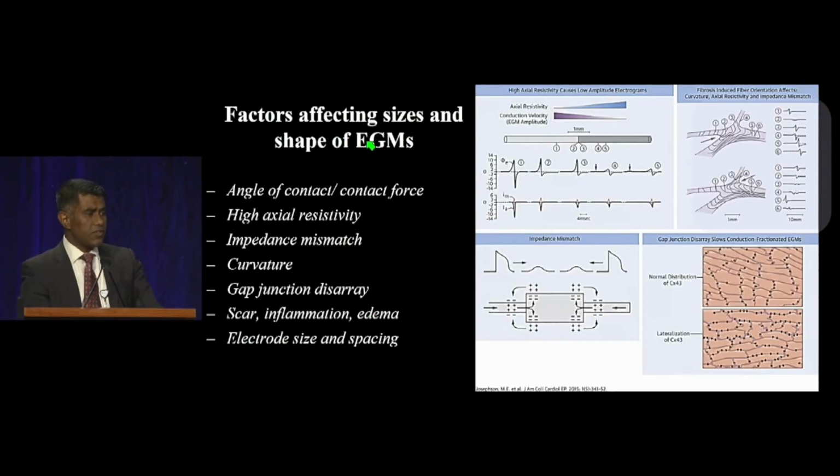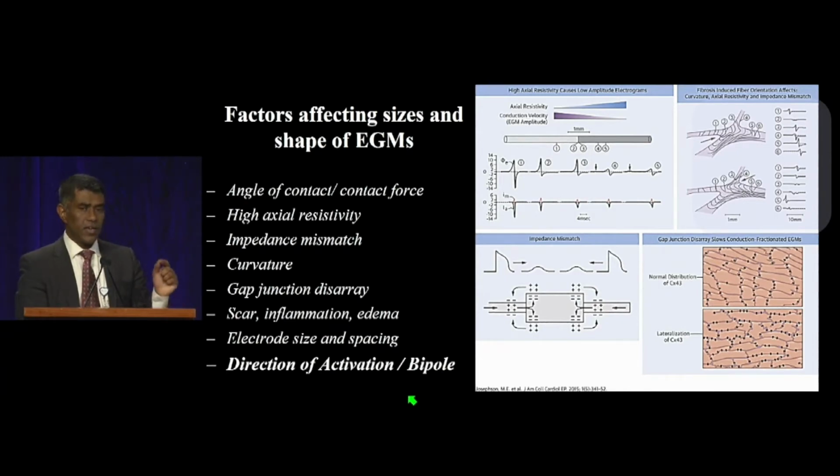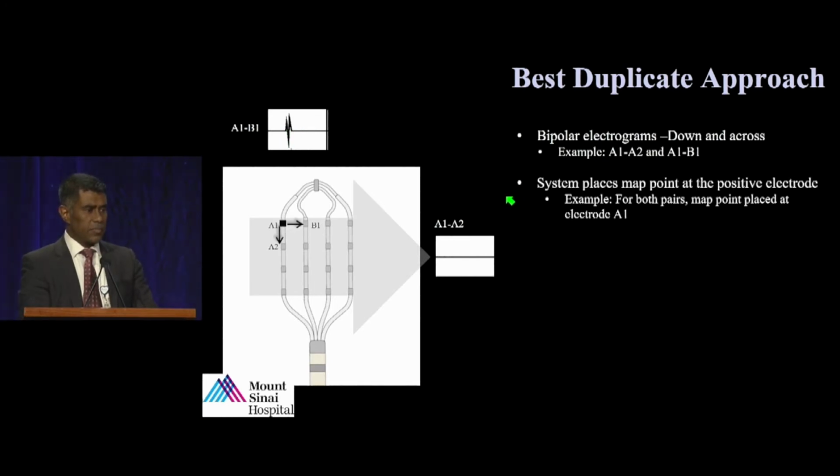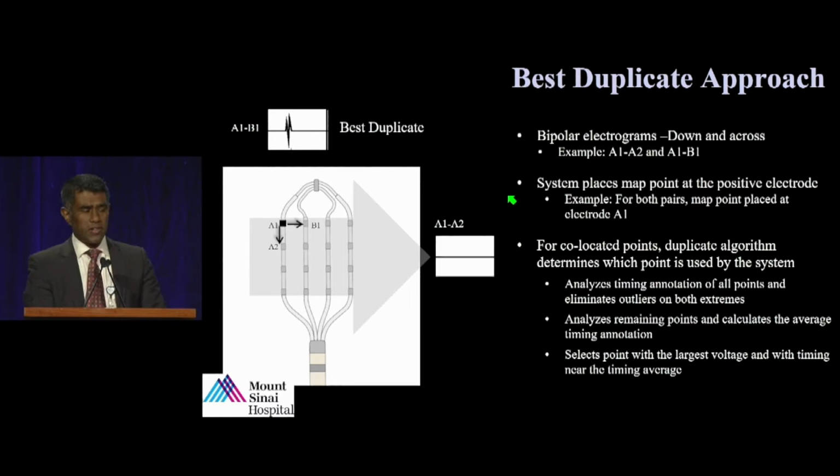Now, all of you know there are several factors affecting size and shapes. Here's a long list of them from this paper from Dr. Josephson and Dr. Anter. But the important ones that I'd like to draw your attention to are the direction of activation, and more importantly, the direction of the sensing bipole. And as Dr. John Day mentioned, this particular grid catheter takes advantage, in the current software version, of looking at every point in two orthogonal directions. So if you have no voltage in one direction, it'll look in the other direction, and this is the voltage that is assigned for that particular point. This is called the best duplicate approach.